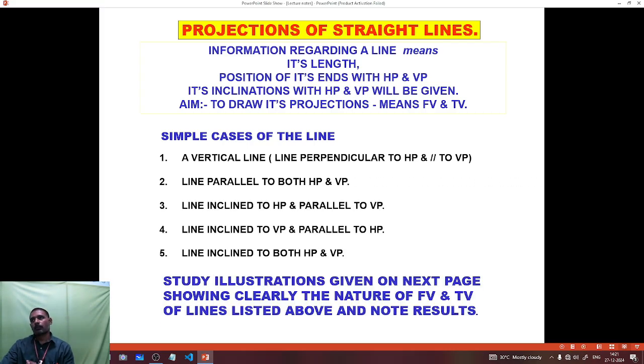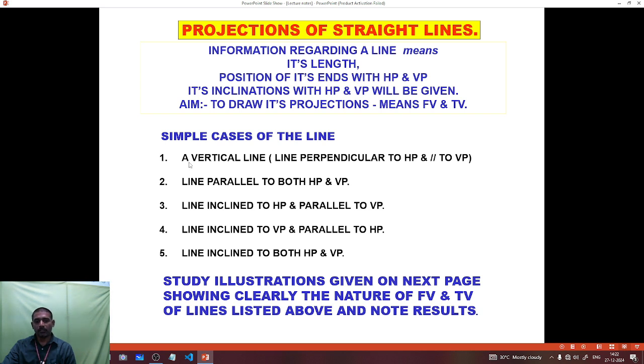Here is our previous topic, projection of points. Whatever we can see, the particular point is visible if you use the front view, and if you use the top view, the particular point can also be seen. But here the straight line may change based on the views. So what does that mean? These are all the possible cases of locating a particular line.